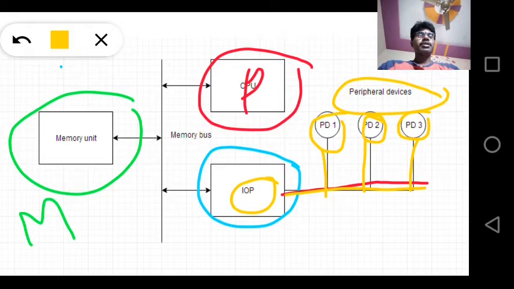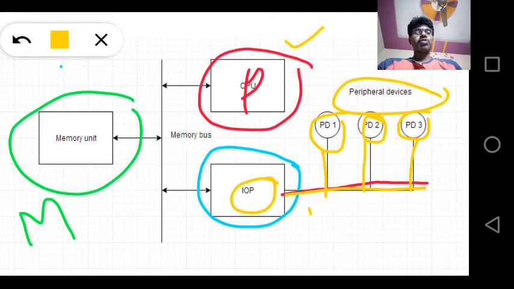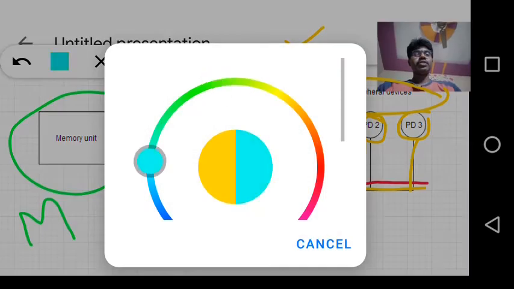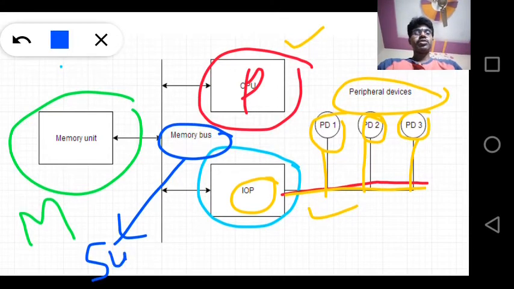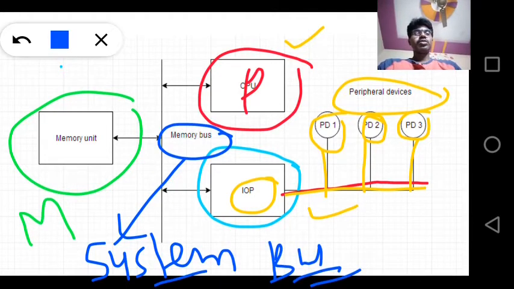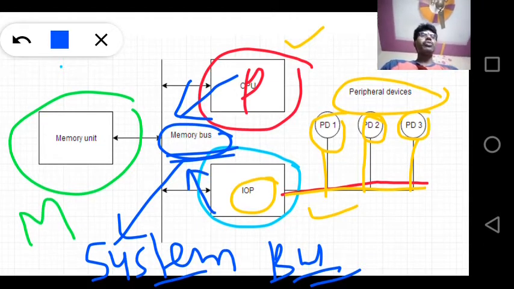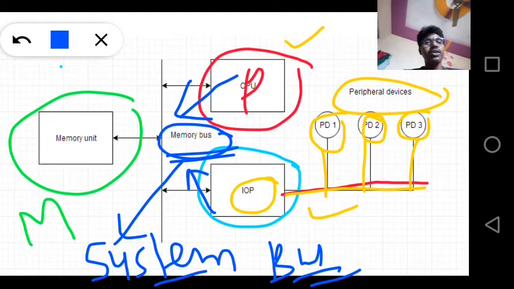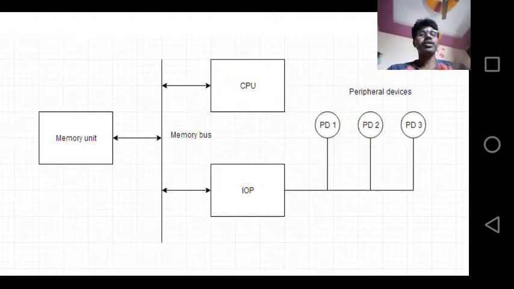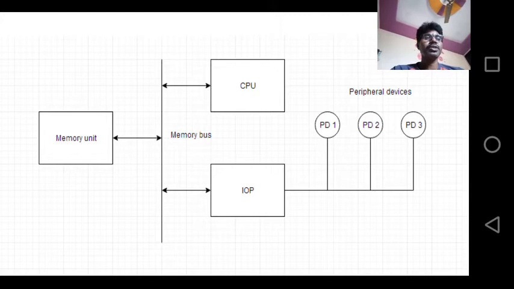But here the problem is both the processor and the IO processor have to compete for the memory bus, or you can call it the system bus. There is only one system bus, and both the processor and the IO processor have to compete to use it. So this is called the block diagram of an IO processor. So I'll repeat once again.